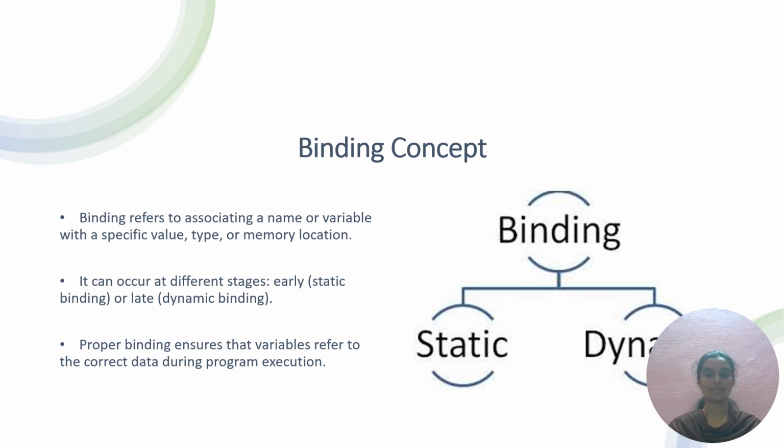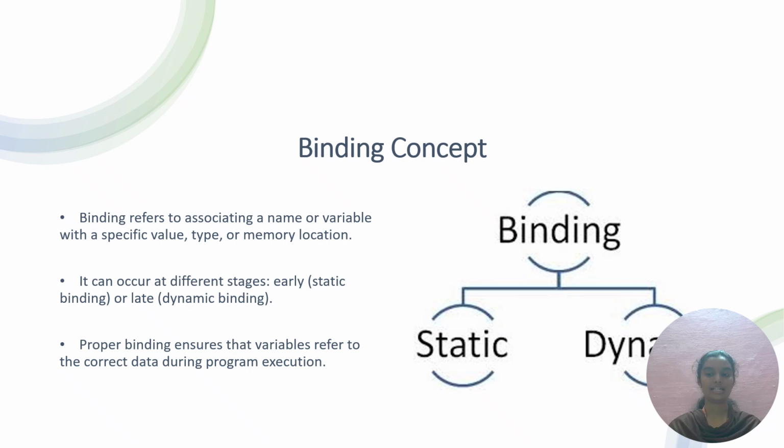The binding concept. The binding refers to the process of associating program entities like the names, types, or operations with their actual meanings or the implementation. When a variable or a function is declared, it is bound to certain attributes such as a data type, a memory location, a value, or a scope or lifetime.